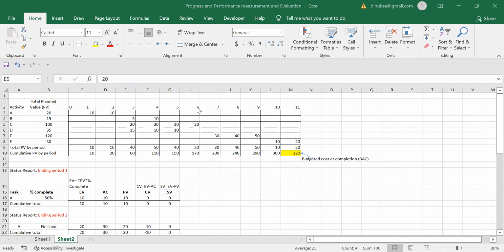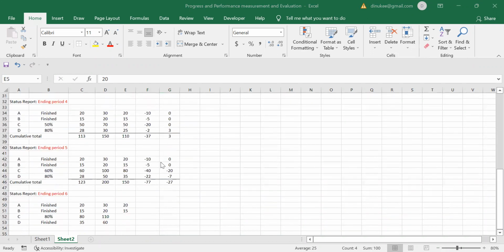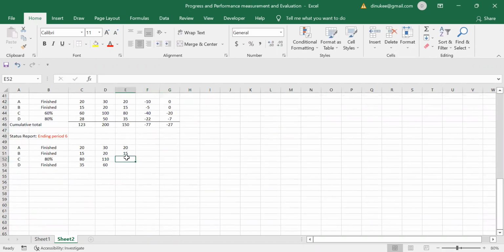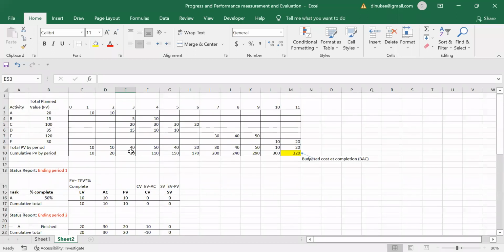Then අපේ ending period 6 කියන්නේ මෙතෙන්ද. එතකොට C activity එකට plan value එක 100 වෙනවා. Right. Very good. The plan value is 100 here, right? For the D activity ending period 6, this is it. That means you have to take the summation of these three values. It is 35.